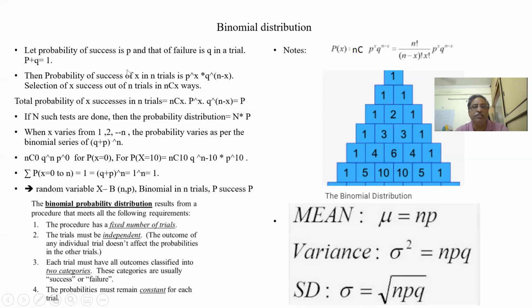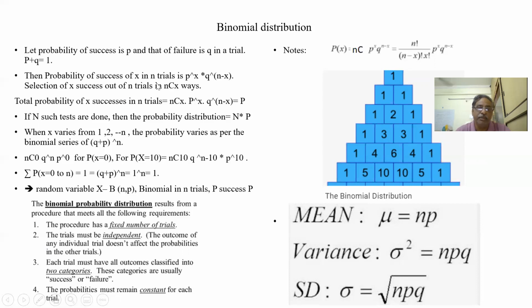But in general cases, it need not be 1 by 2. It can be 1 by 3. Suppose question answers are there. 4 options are given. You have to tick 1 correct answer. So what is the success rate? 1 by 4. What is the failure rate? 3 by 4. Because 3 options can be wrong. 1 option only will be right. So failure probability is 3 by 4. Success probability is 1 by 4.